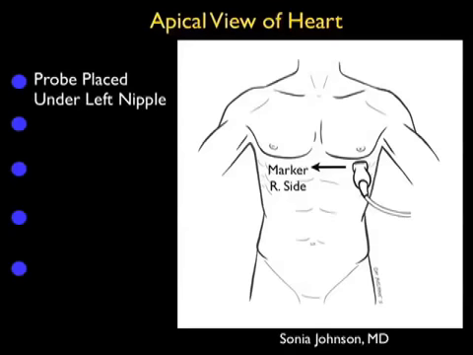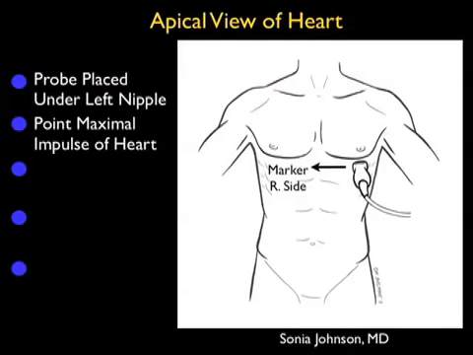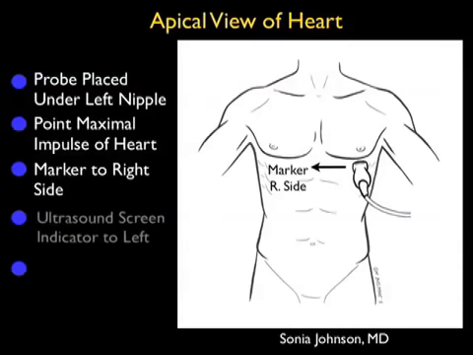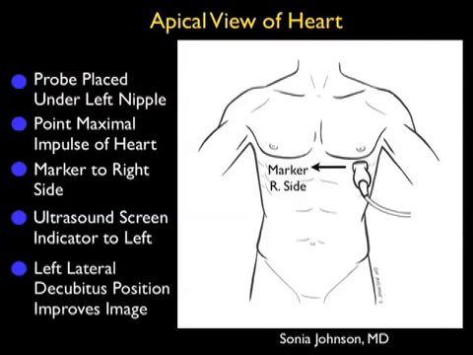Preferably, you're going to be using a small footprint phased array type probe that can easily get in between the ribs. Position the probe directly underneath the left nipple at about the point of maximal impulse of the heart, with the probe indicator over towards the patient's right side. Now that's with the caveat that the ultrasound screen indicator is positioned towards the left of the screen.